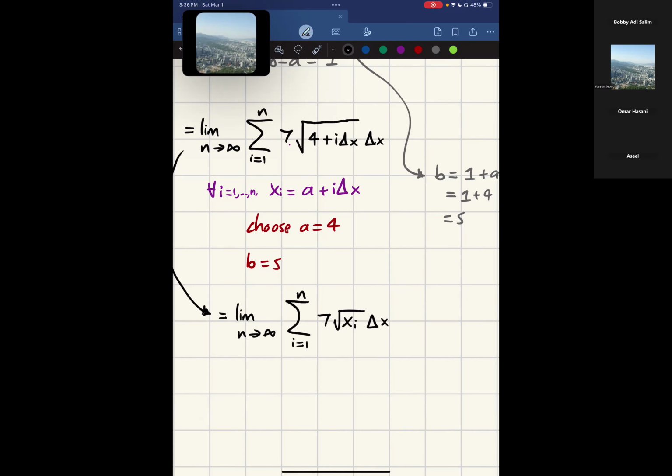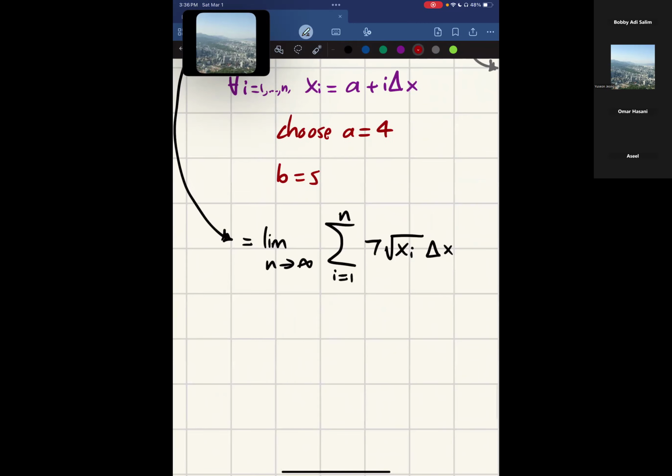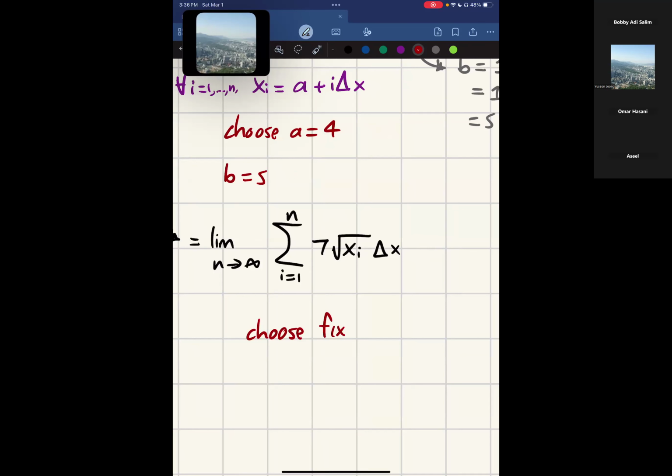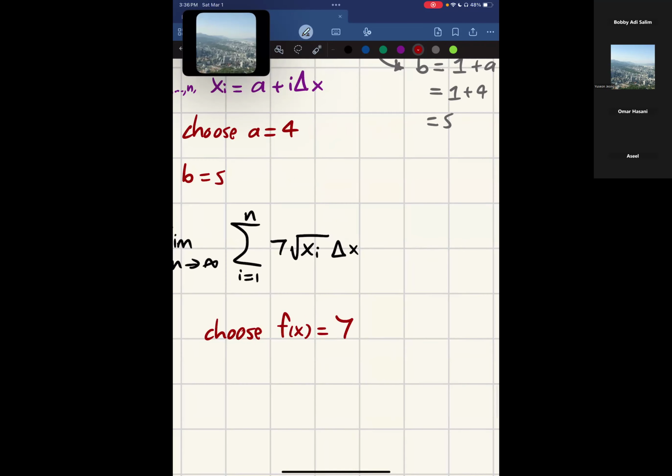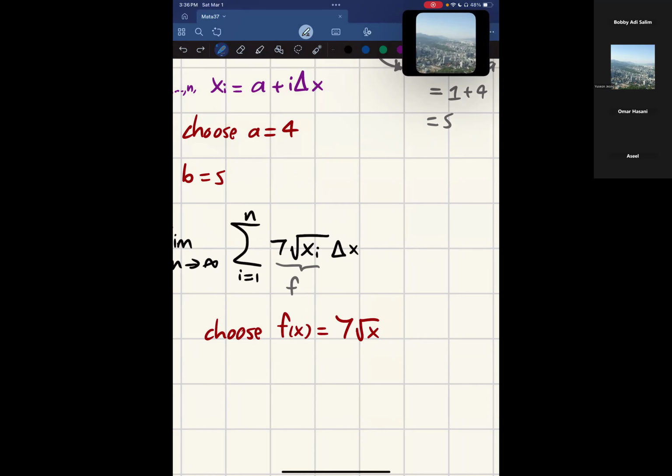Choose f of x, right? So we're technically choosing f of x, and it would be plugging in f of x i. In general, you're choosing the function, right? So what could you choose the function to be here? Yeah, 7 square root of x. Just one important thing is that whenever you're choosing the function, you're choosing a general f of x. It's not like you're choosing f of x i, you're choosing f of x, because you're just choosing the function that we're integrating. But then this thing here, because it's using x i, this is f of x i. I don't know if that's what you meant, but just a clarification, just in case.